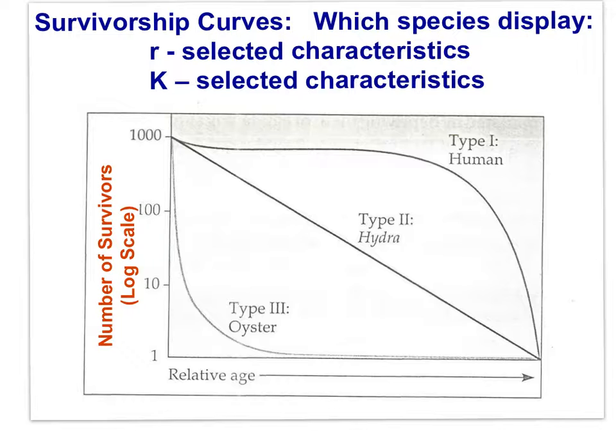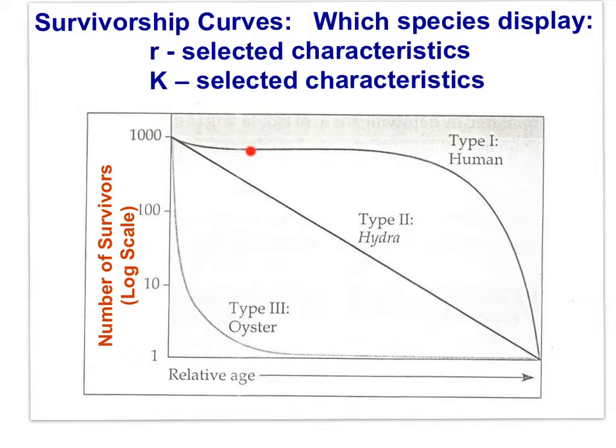So I've asked the question here, which species display the R-selected characteristic in terms of survivorship, or the K-selected characteristics in terms of survivorship? Now, the oyster is a type 3 or R-selected species. High mortality early in life due to the hundreds or thousands of offspring and the lack of parental care. Once the young oyster reaches a certain age, possibly grows a shell, it lives a full lifetime.